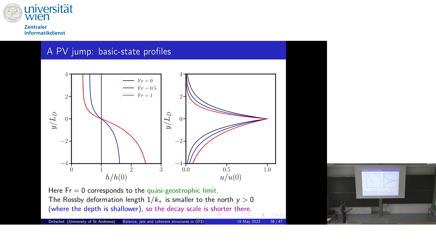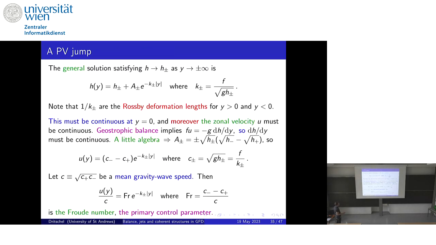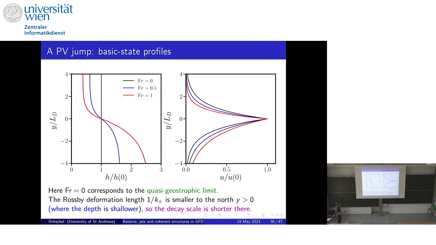This is y divided by L_D. L_D is just this mean c divided by f, so it's a mean Rossby radius. If you scale it this way, then you get the standard case.